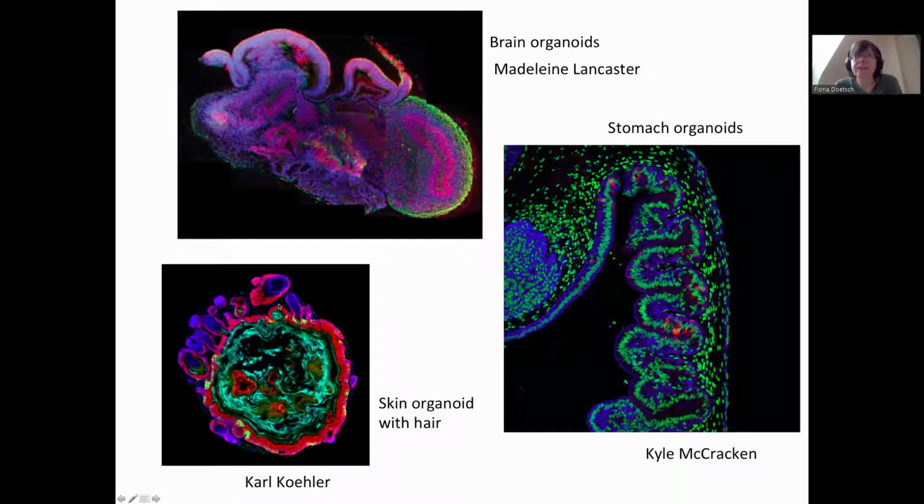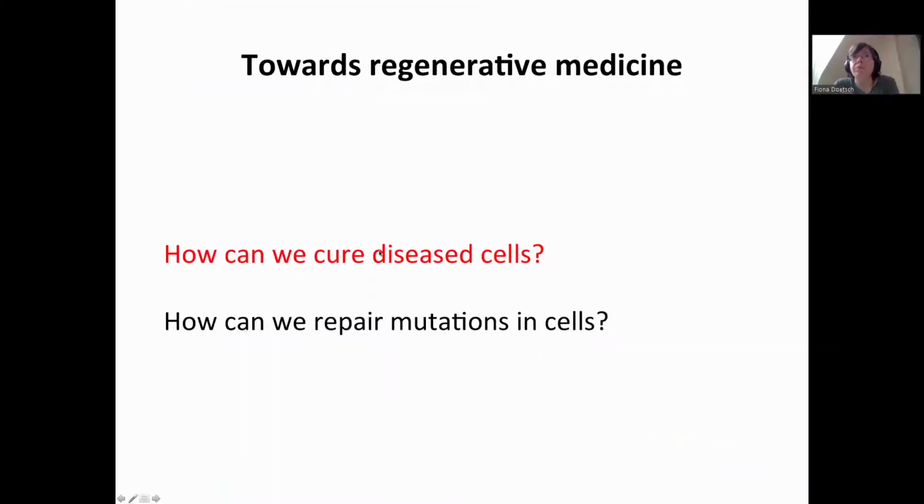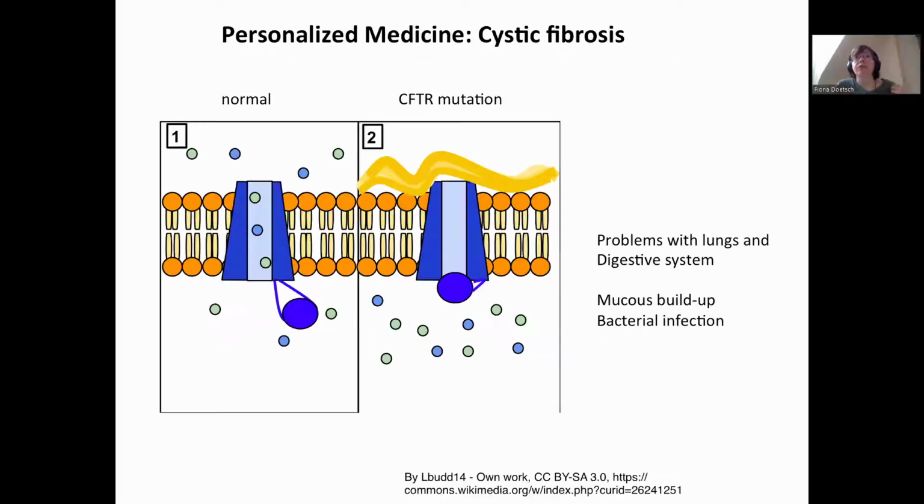So, in the last couple of minutes, I just want to touch on how some of these stem cells can be used first to cure disease cells, and second, if we can repair mutations that happen, just to illustrate the power of stem cells for regenerative medicine. So, I'm going to just briefly touch on two examples. The first is a really nice example of what we consider personalized medicine. So, really for the individual.